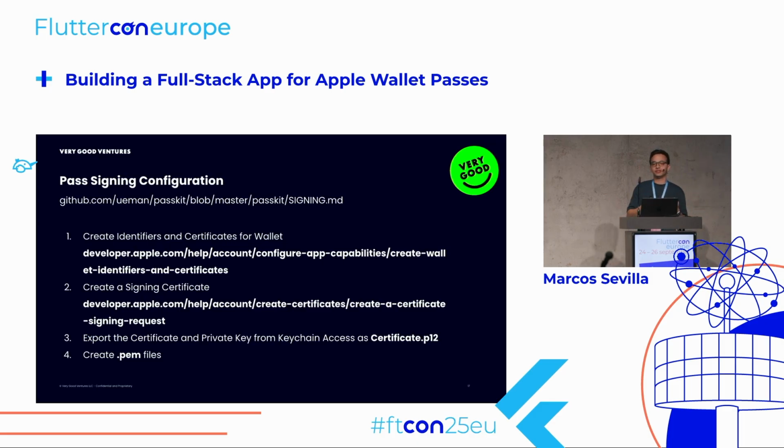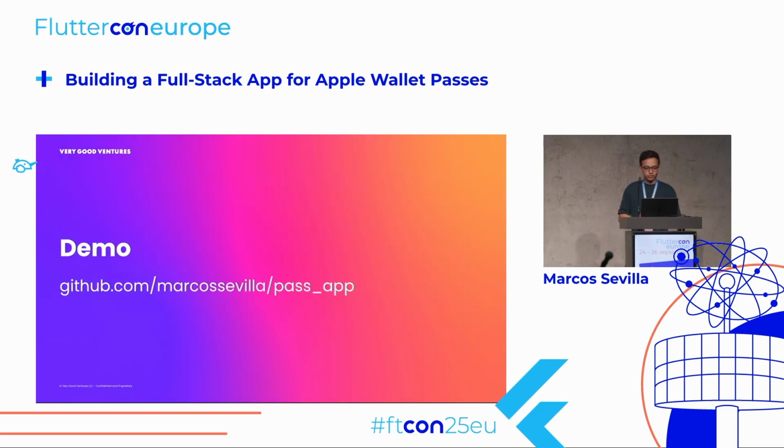As I said, you need to go to certificates. You need to save them and have them on the server so you can actually do the signing, right? These are all the steps. Feel free to check those out on the PassKit repo. Yeah, there's a guide for that. Pretty thorough. And yeah.